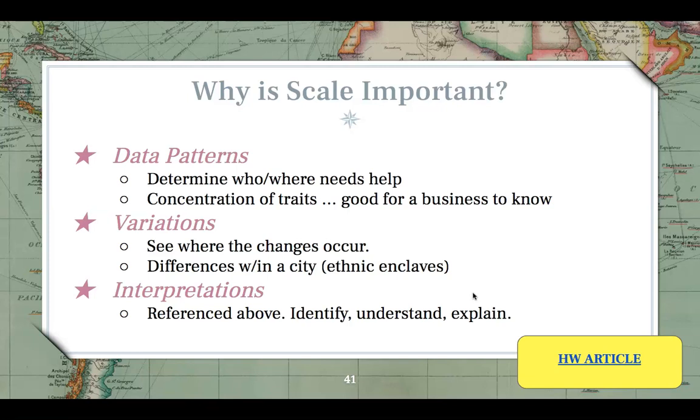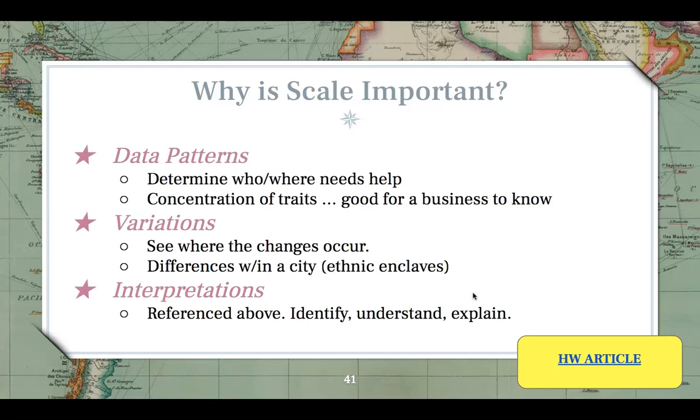Scale is important to help understand variations, to understand where these differences start to occur, and to help understand how cities or towns have different needs. We're going to talk about the concept of ethnic enclaves later this year. Think about, you have Little Italy, or in Miami you have Little Havana, there's Chinatown, Little Korea. There's all different ethnic enclaves that require different needs and services.